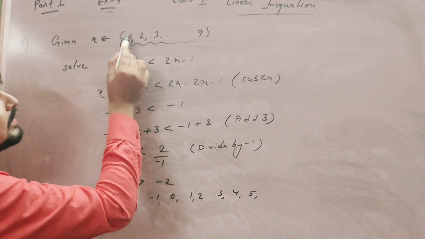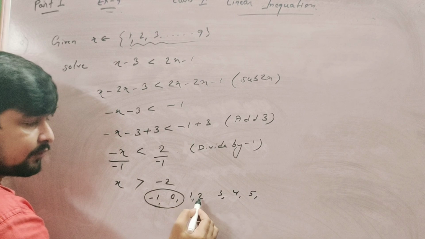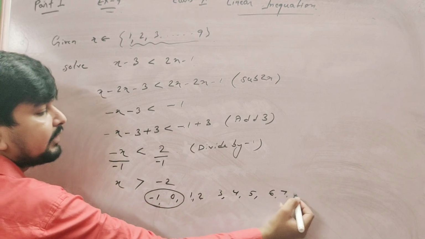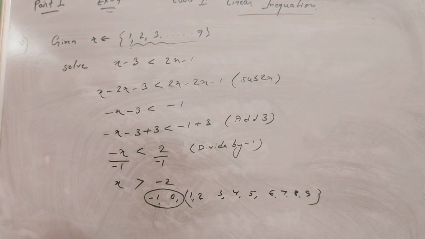But the given portion starts from 1. So minus 1 and 0 are not part of our answer. The answer goes from 1, 2, 3, 4, 5, 6, 7, 8 up to 9. Clear? Note.